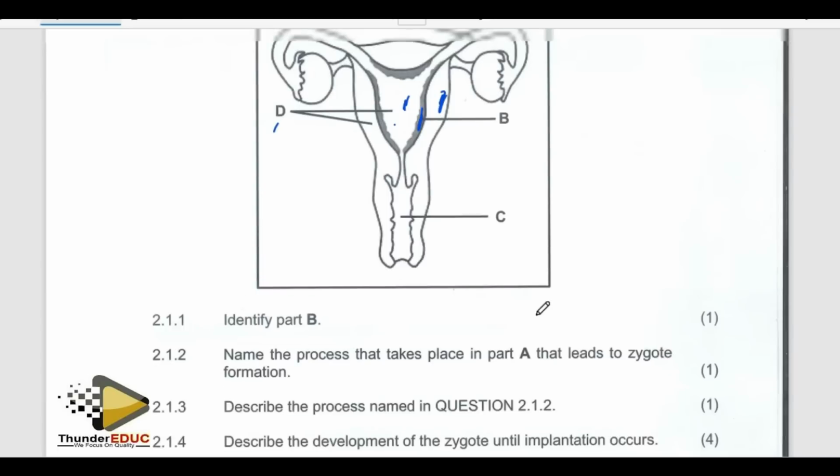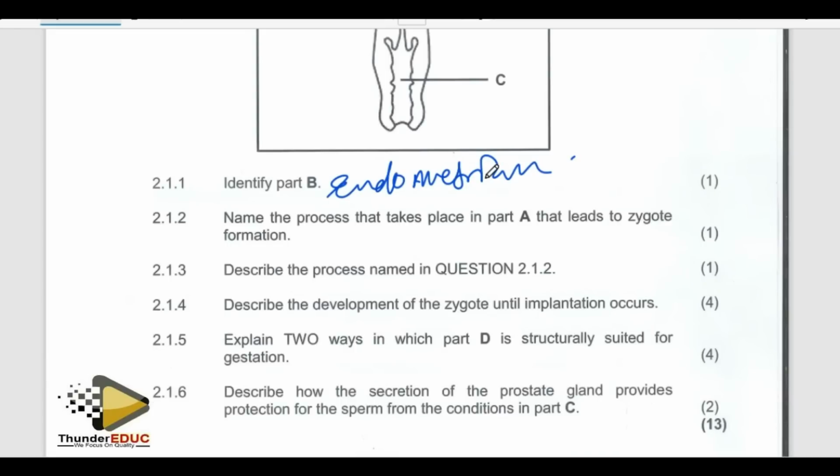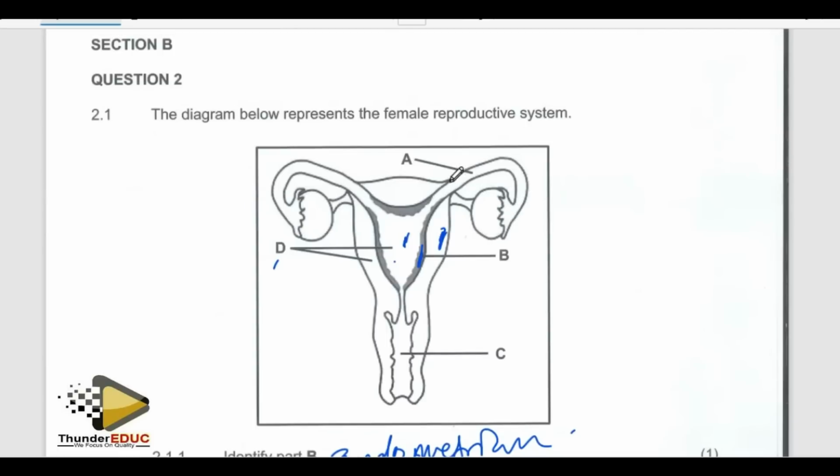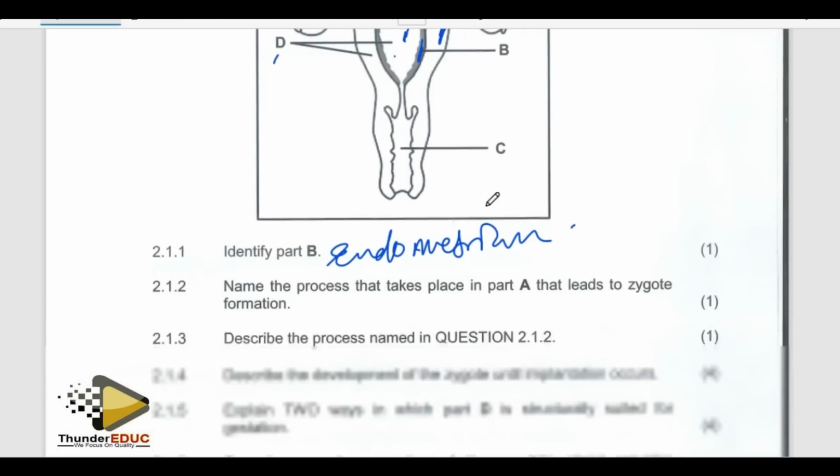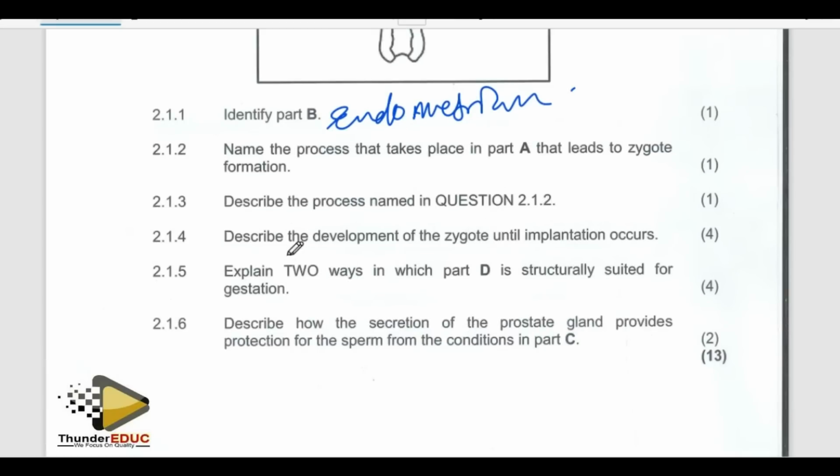All right, let's go to the question and see what they are telling us. First question, they're saying identify B. Obvious, we say that. Endometrium. Simple. The second question, they're saying name the process that takes place in part A. So what happens in part A is fertilization. The sperm finds the ovum there. So we're going to say that the process here is fertilization.